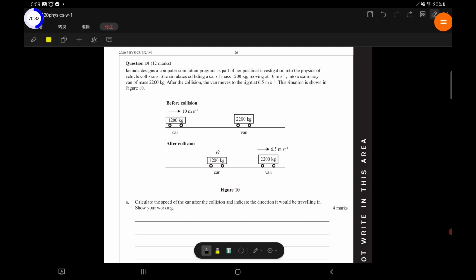So question 10. Just from the diagram, we can see this is a collision scenario. Mentally, in your mind, try to relate collision with conservation of momentum.